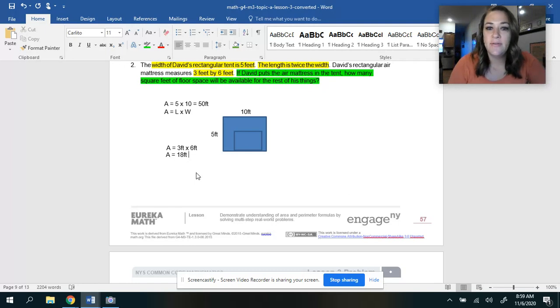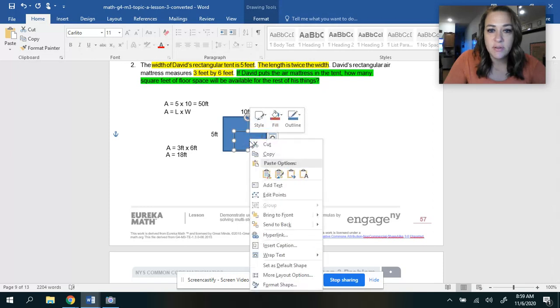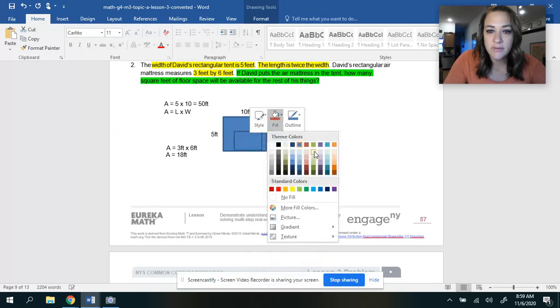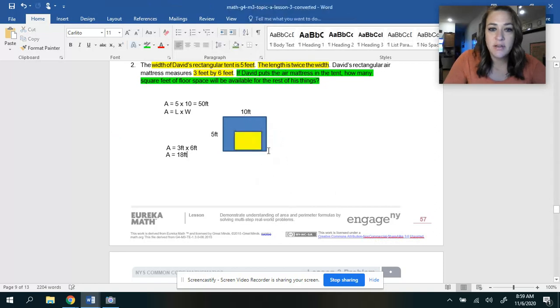So it said if he puts the air mattress in there, so we know that this air mattress right here, let me fill that a different color so we can really see it, is going to take up 18 feet. And the total amount of feet in the tent was 50 feet. So how can we find the difference? Oh, I just gave you a clue. When we want to know the difference in something, we need to use subtraction. So we're going to take our total area that we had in the tent minus the amount of area that the air mattress took up.